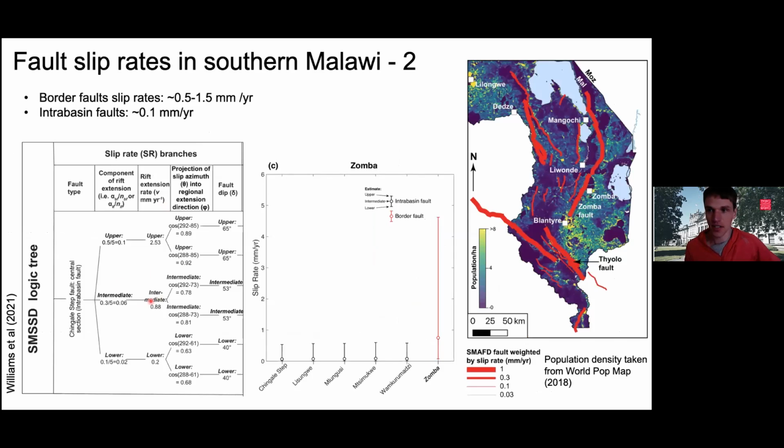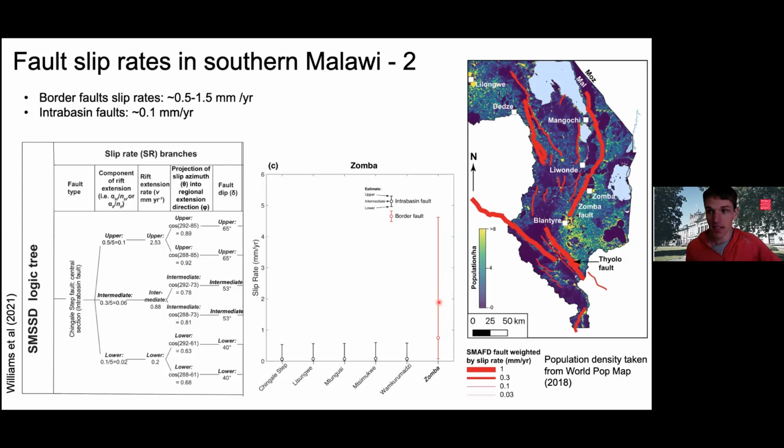So we used a logic tree to explore some of this uncertainty. Overall, it's suggesting that the slip rates on the border faults are about 0.5 to 1.5 millimeters per year and about 0.1 millimeters per year on the intrabasin faults. Obviously, there's quite a lot of uncertainty in this when you go through all the branches in the logic tree. A lot of these extreme values are probably quite unlikely, and we're currently working to do a more statistically robust analysis of these uncertainties.